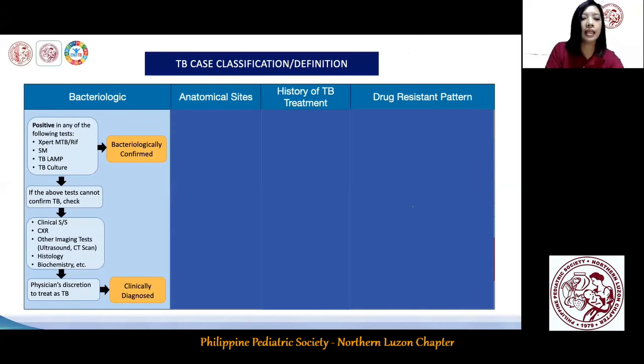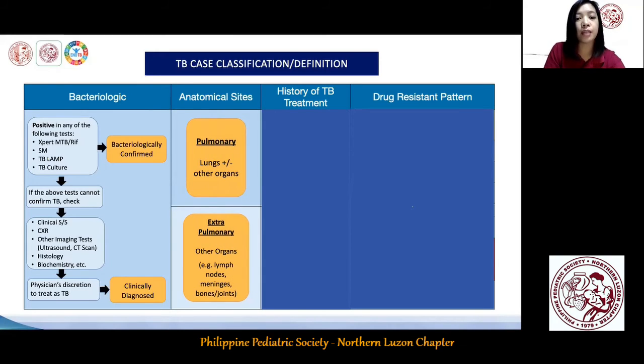Okay, so this table just summarizes the classification of TB depending on how you want to report it. Depending on the bacteriologic presence of TB: bacteriologically confirmed if it's TB positive on Xpert TB, AFS positive, TB LAMP, or TB culture, and clinically diagnosed if it's negative on the above. However, the patient has clinical signs and symptoms, chest X-ray or other imaging studies, histology, and biochemistry findings that are strongly suggestive of tuberculosis. And you say that this patient has pulmonary TB if there is involvement of the lungs with or without extrapulmonary involvement. If it's only extrapulmonary involvement without involvement of the lungs, then you can label this as extrapulmonary TB.